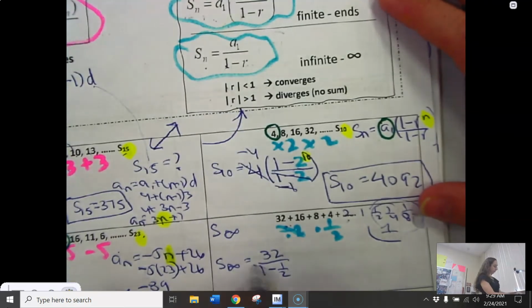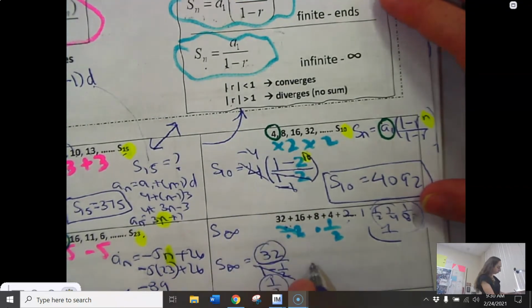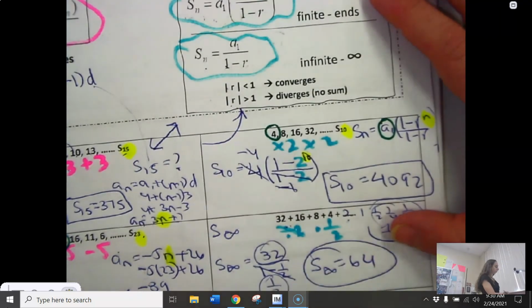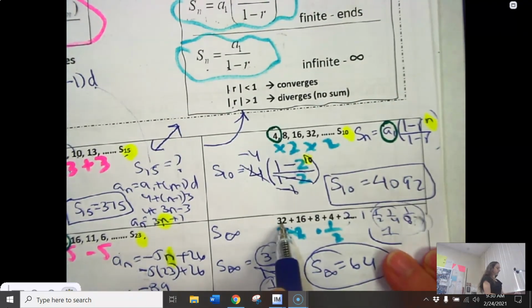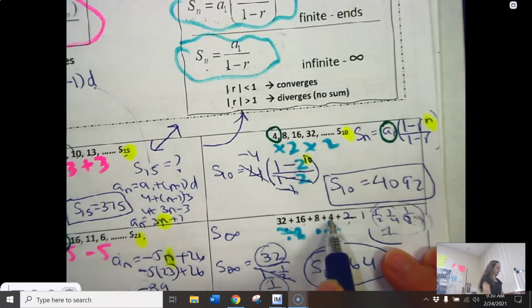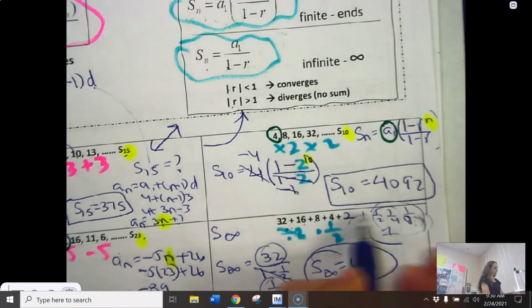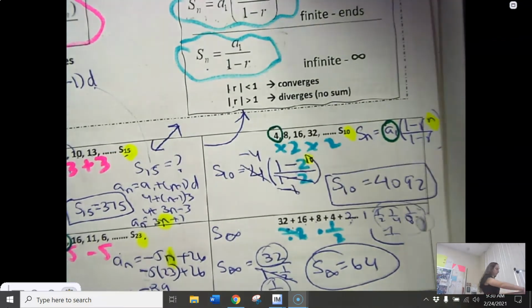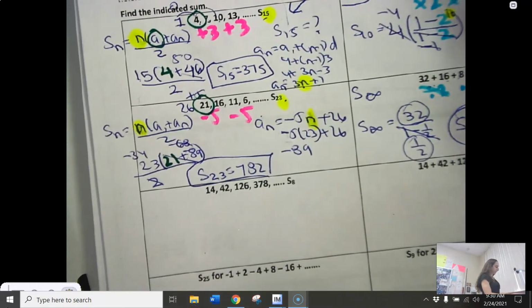If I'm not going to use my calculator, 1 minus a half is a half. How many halves are in 32? 64. So the sum of all those numbers would end up being 64, because this is 48, 56, 60, 62, 63, and all those fractions will probably total 1, which makes 64. Okay, let's do the next one.